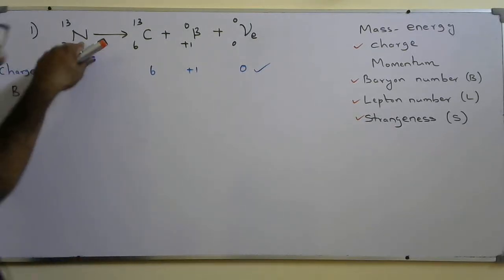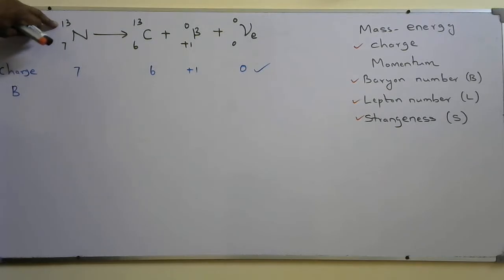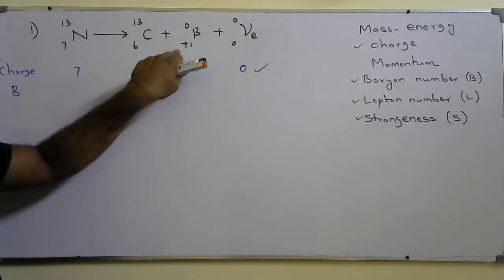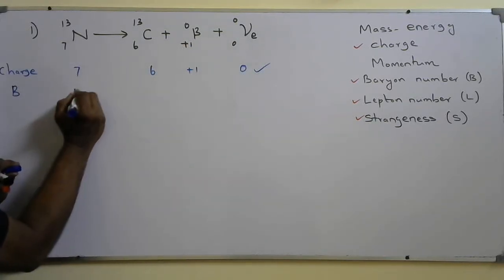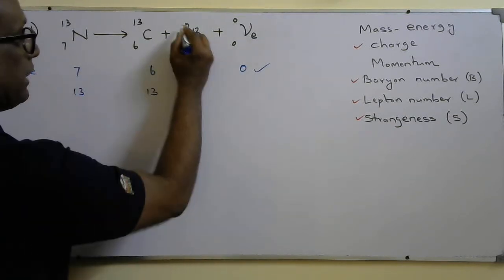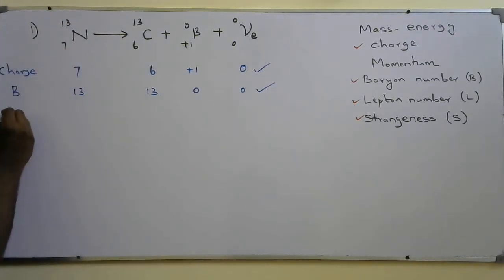This is nitrogen. Mass number and baryon number are the same. N is nitrogen, C is carbon. Beta plus, that is the positron. Beta plus and positron are the same. This is the electron neutrino. So this baryon number is 13. This baryon number is also 13. This baryon number is 0. This is 0. That is also conserved. Then the lepton number.